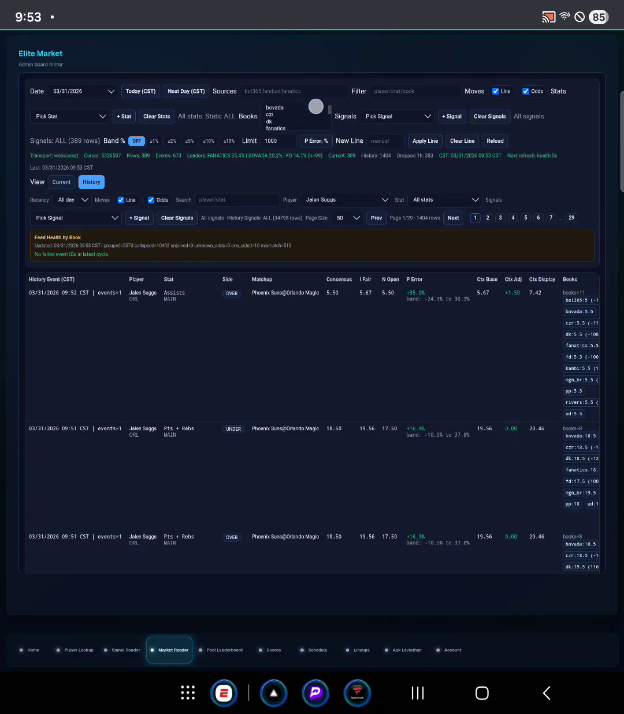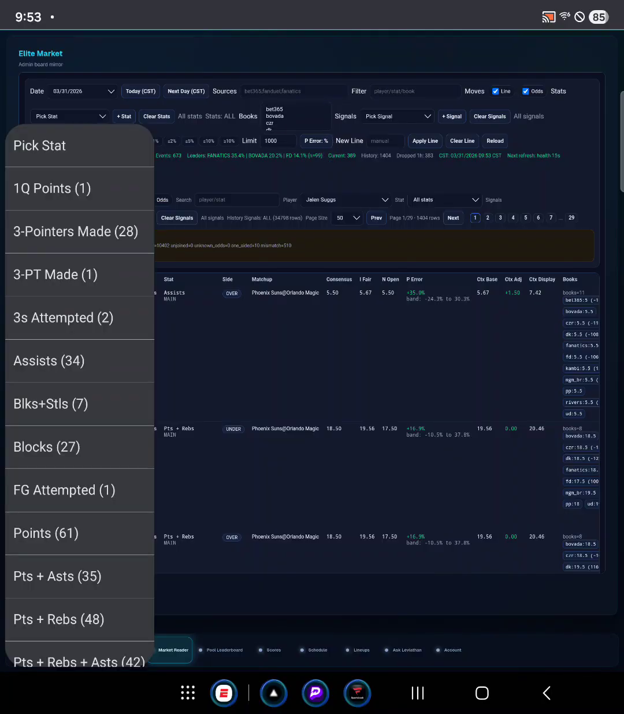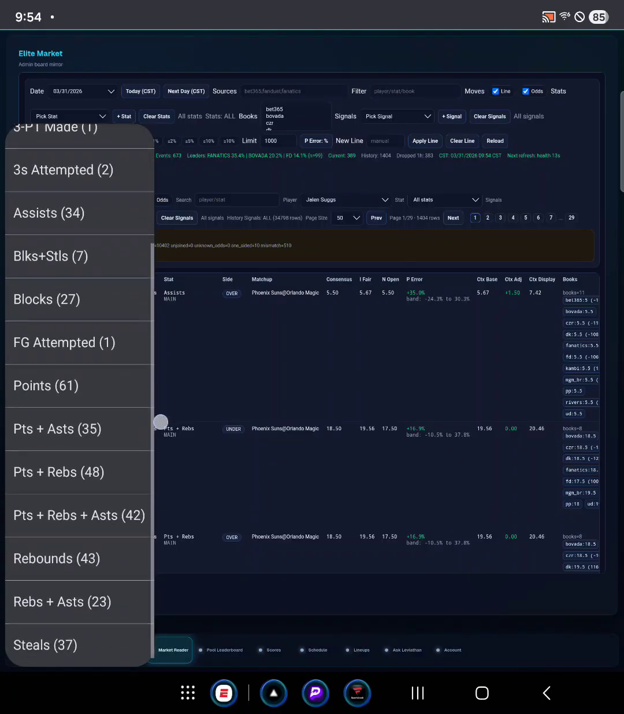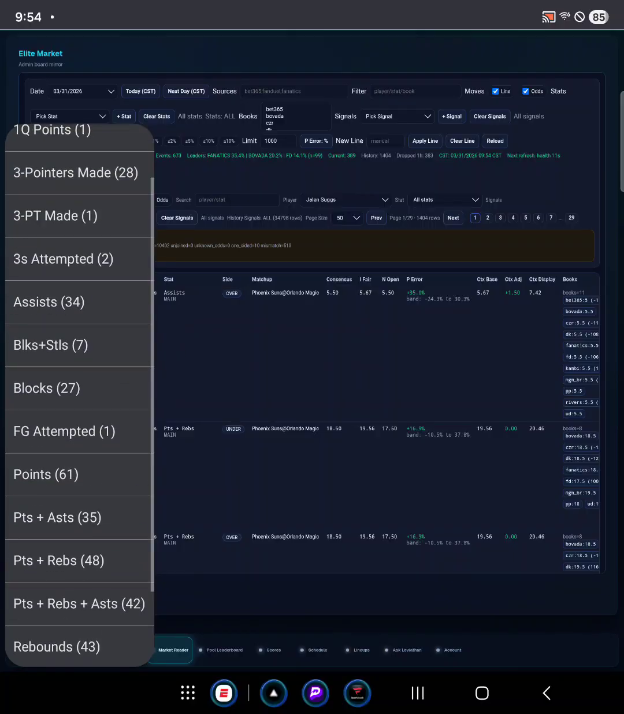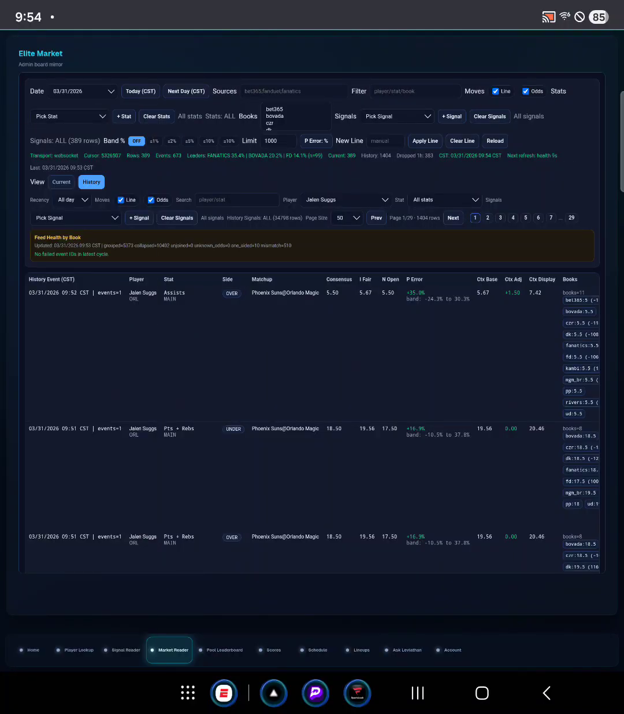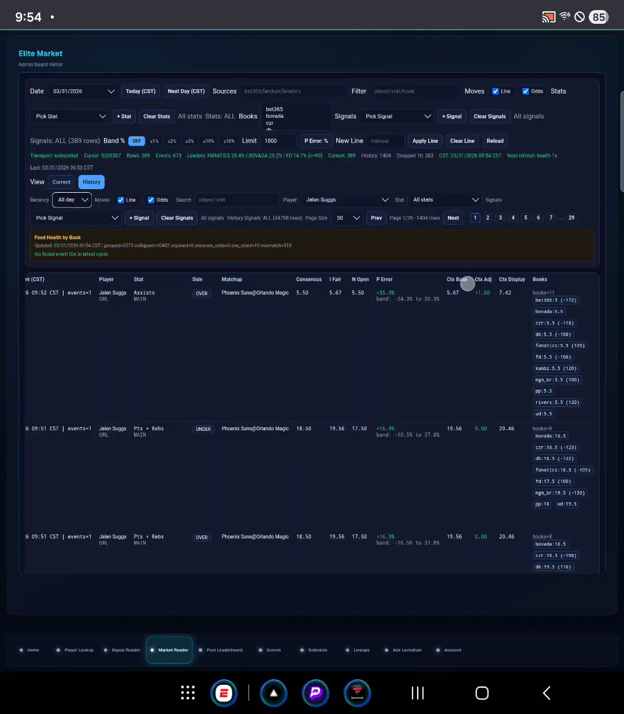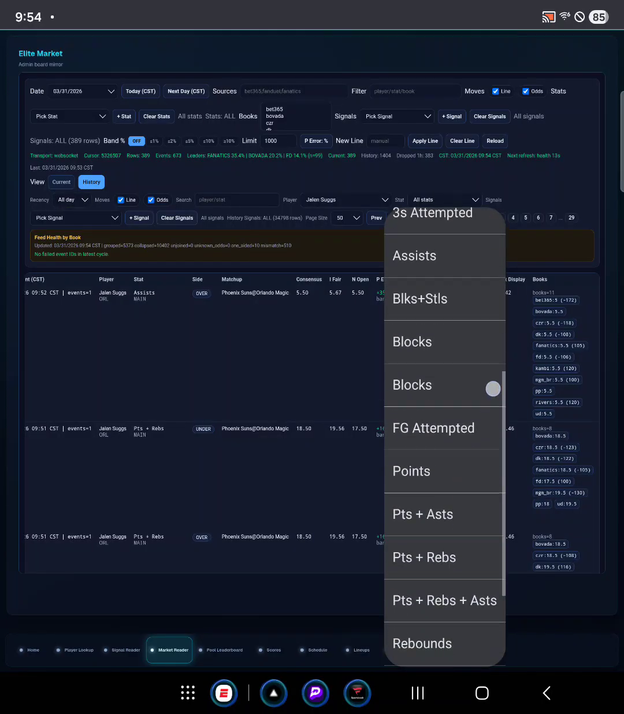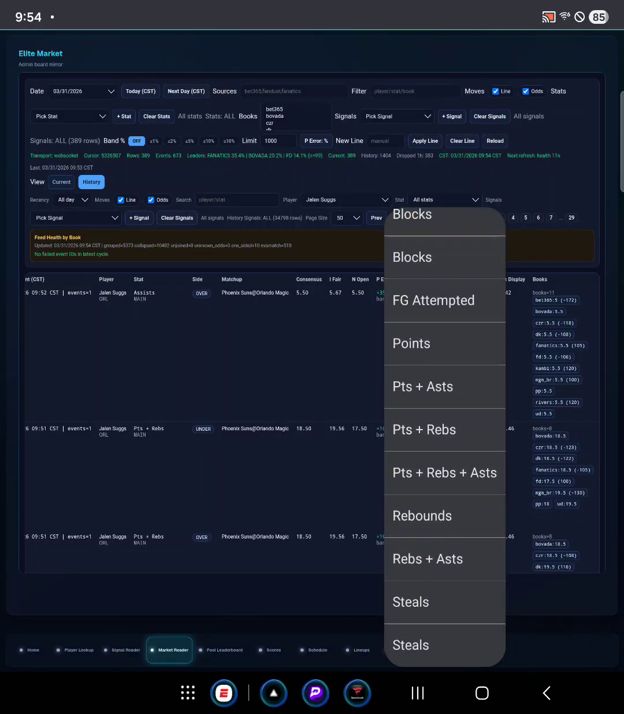Books, you can come over here and choose a book that you would like. If you want to filter by a specific book, that's fine. And then here you can filter by stat. In here you can filter by a window, but that's pretty much all it has to do with those filters up top.